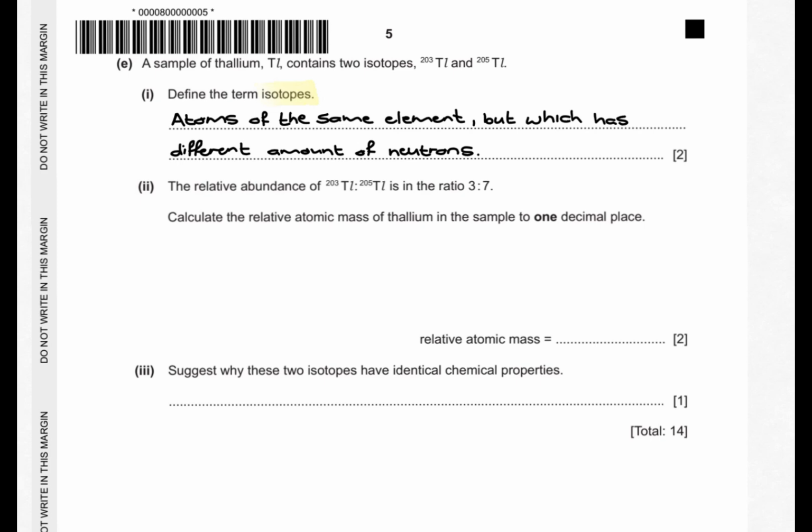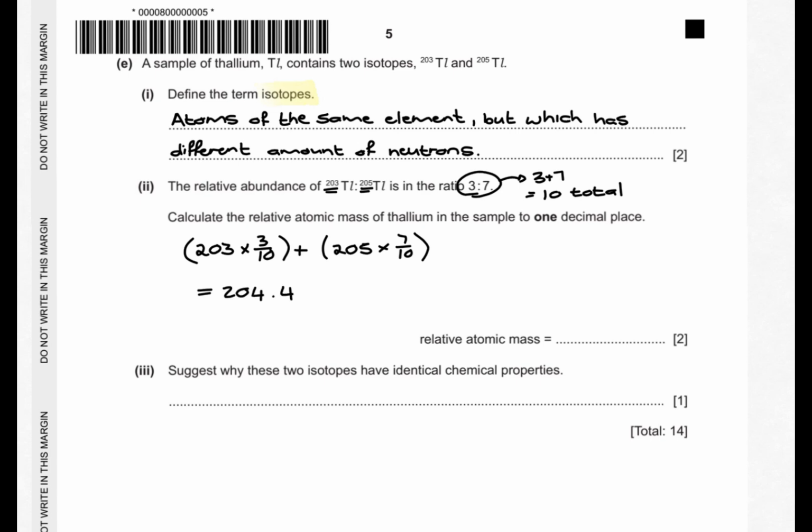So the first thing we need to do is work out the total thallium. So this means we take 3 plus 7 and that would give us 10 in total. Then we can work it out. So we're going to take 203 thallium, so 203 multiplied by its fraction. So this would be 3 over 10, which is the total. And then we'll add the 205 thallium. So this would be 205 multiplied by its fraction, which is 7 over 10. This would give us a total of 204.4 for the relative atomic mass.